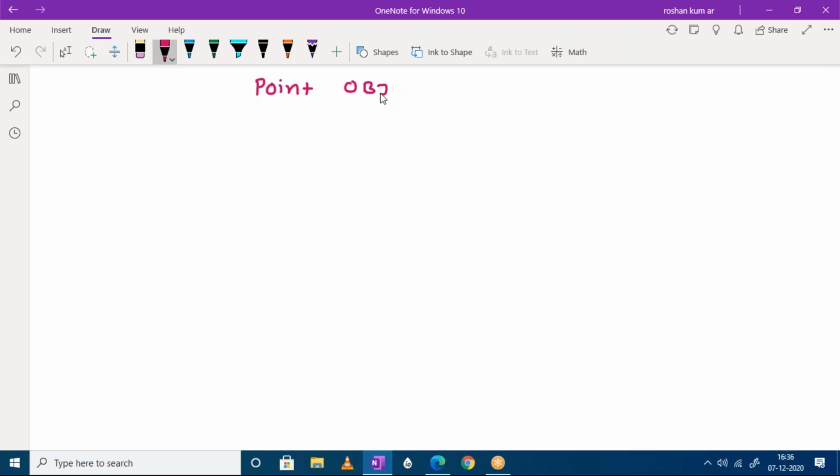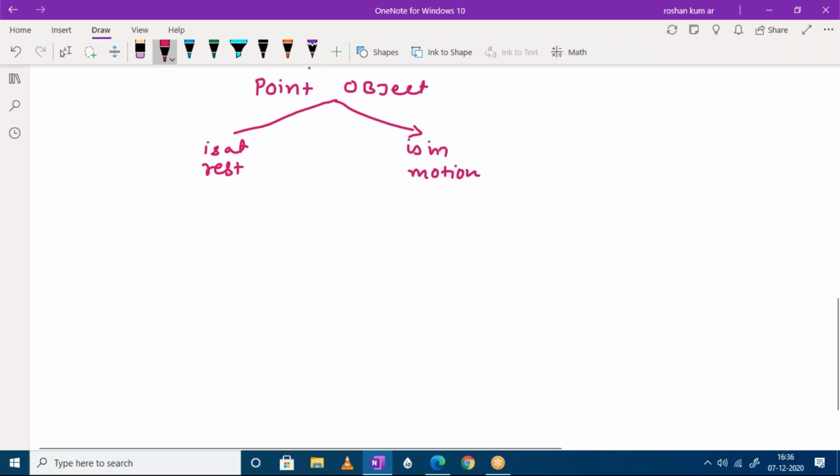Now, on the basis of its motion, we have two types of problem in point object. Which are the two types? Problem number one, when the object is at rest, and the second one, when the object is in motion. So train problems are broadly divided into two parts: point object and broader object. I've not spoken about broader object yet. The point object is also divided into two parts: a point object which is at rest and a point object which is in motion. Now one by one we'll be learning this. Now I'm focusing on the type of problem when a point object is at rest.